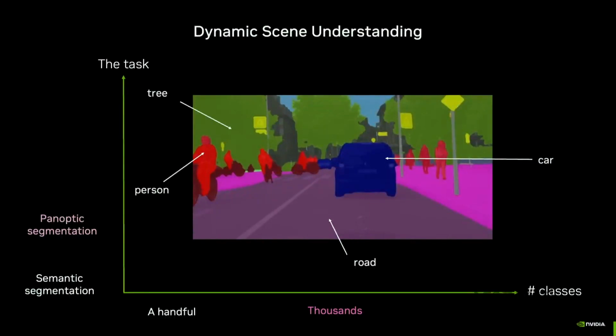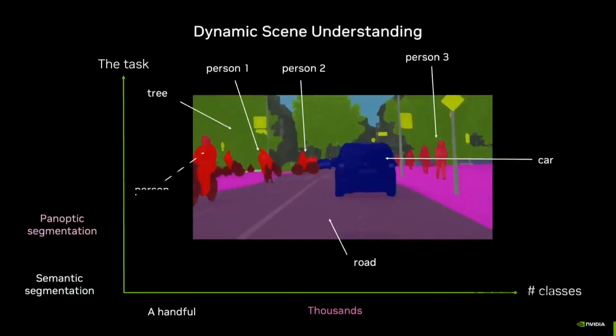Let's start looking at the task axis. If we want to increase a little bit the complexity, if we want to have a deeper understanding of the scene, we need to have not only semantic segmentation, but we actually need to go towards panoptic segmentation. And for this, I mean not only saying, hey, all these red pixels belong to the class person, but actually identifying the different people in the scene. And again, for a handful of classes, or not thousands, but maybe hundreds of classes, there are datasets for that.